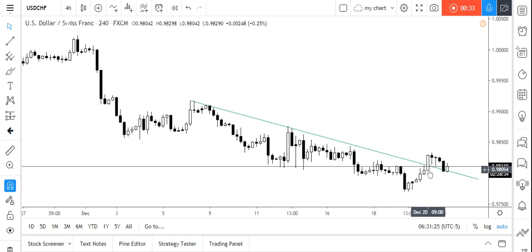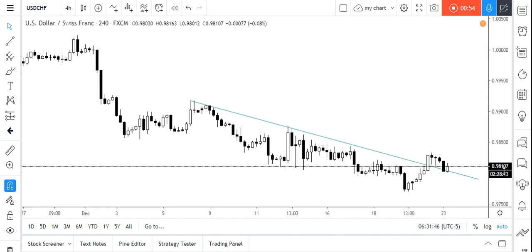In most cases, you'll see that the market retraces back to the breaking point or back to the trend line after a breakout. So here the market again came back to the trend line. After this retracement back to the trend line, there was a bullish bounce here. When I entered my buy position, I entered at 0.9810.